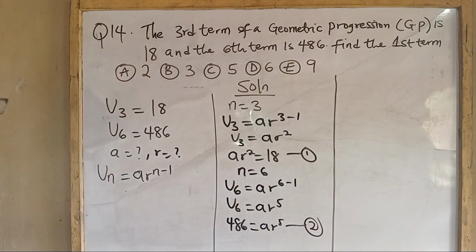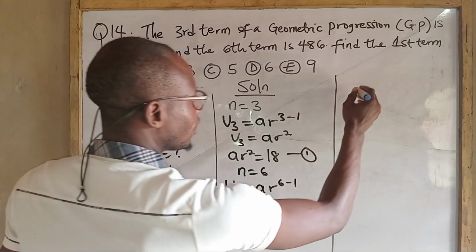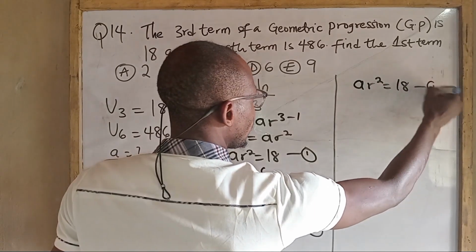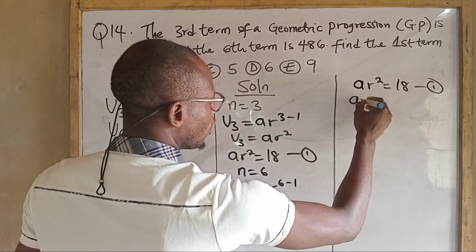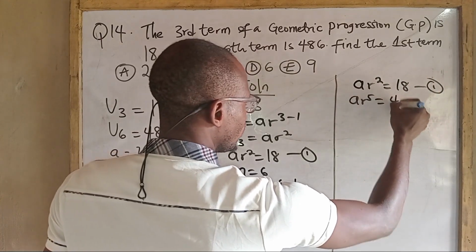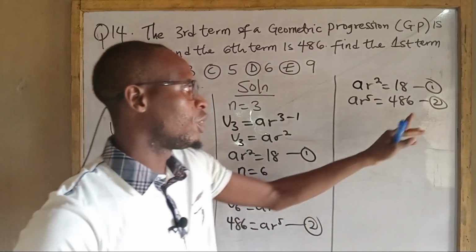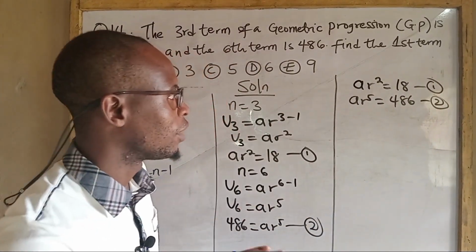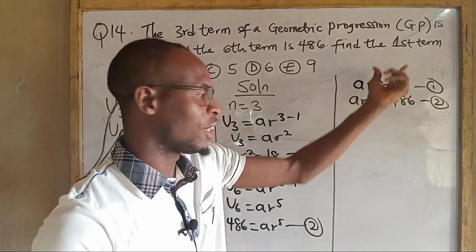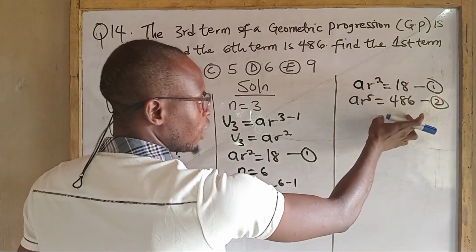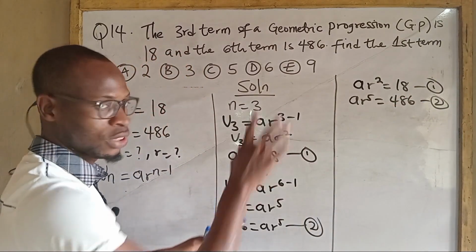So these two equations, I will solve them simultaneously. The first one, let me bring it out here. a r raised to power 2 equals 18. I call that equation 1. And a r raised to power 5 equals 486, equation 2. It doesn't matter, you can take this as equation 1 and equation 2, because if you observe clearly, this 486 is bigger than this 18. So for you to make your work easier, you can swap them. But let's just work with this.